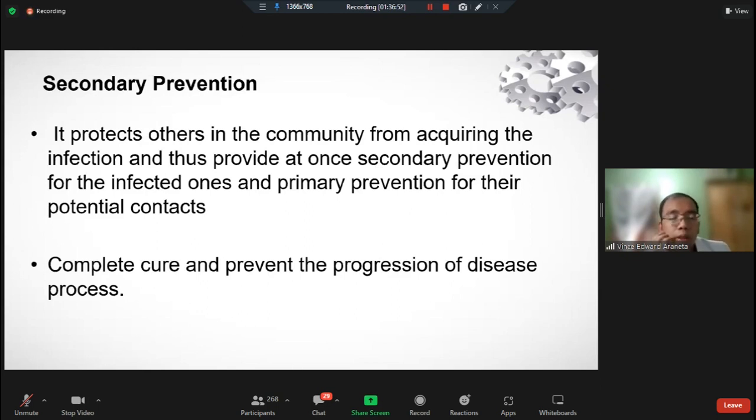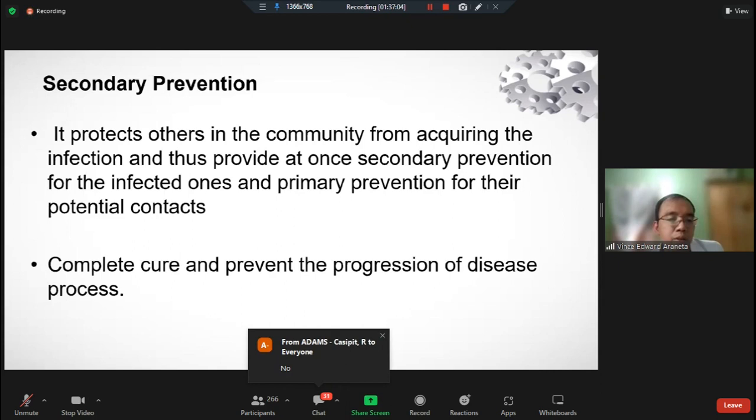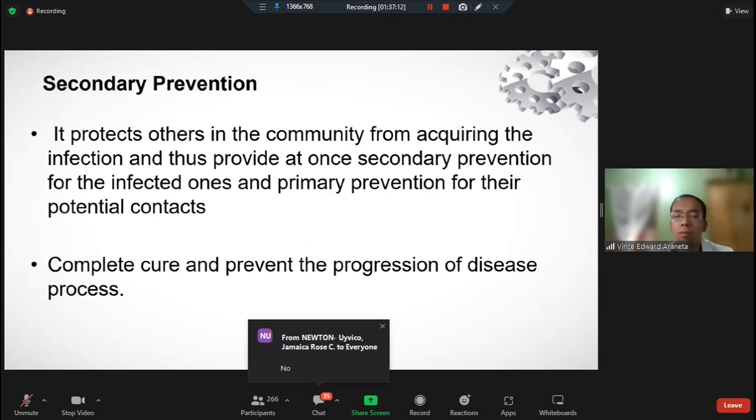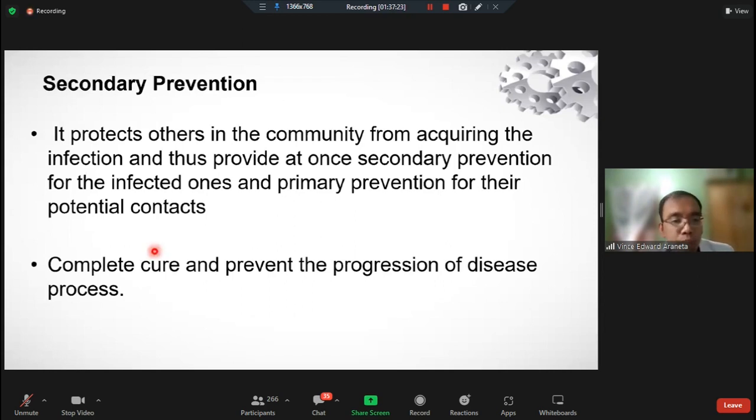A question: is giving of medications always a secondary prevention? Yes or no? An example of giving medications to address disease, is it always a secondary prevention? No. So that's one thing that you have to remember. Because secondary prevention, again, prompt treatment. So those that can still be addressed immediately and be cured. Again, complete cure.